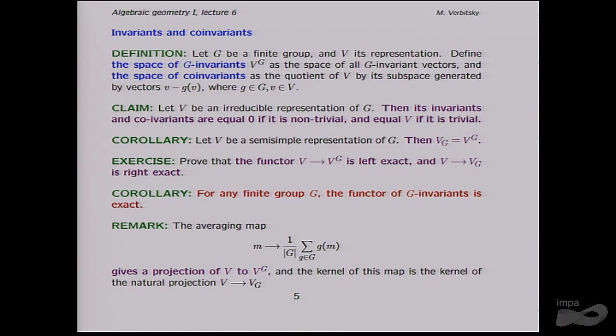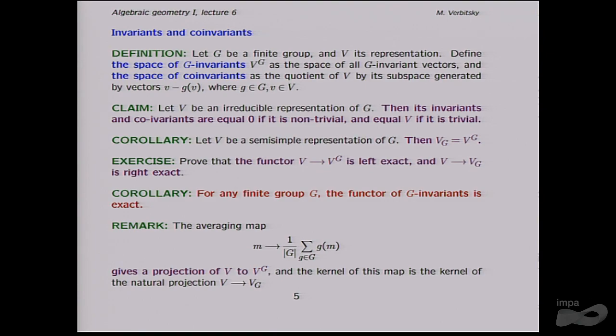Now, what is important for us is that for a finite group this functor is actually exact. This obviously follows from this exercise and what I proved for invariants and co-invariants, because one of them is left exact, the other is right exact, and they are the same for finite groups. But then you don't need that.